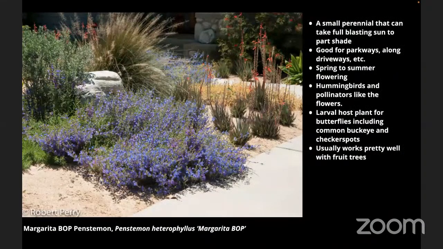And my other top small perennial plant is a small penstemon. In some ways, it's like a small cousin of that showy penstemon, not called showy penstemon, but a very showy plant. This is Margarita BOP penstemon. It's a selection of a penstemon that's locally native to much of Southern California. This is a small grouping of them.